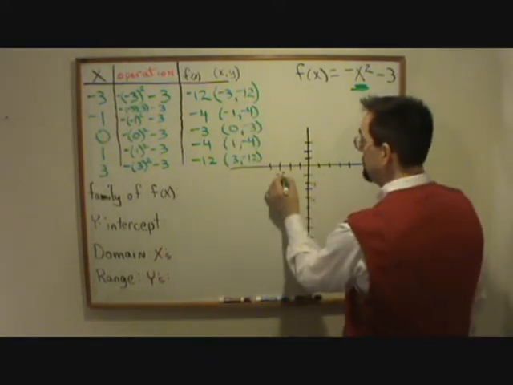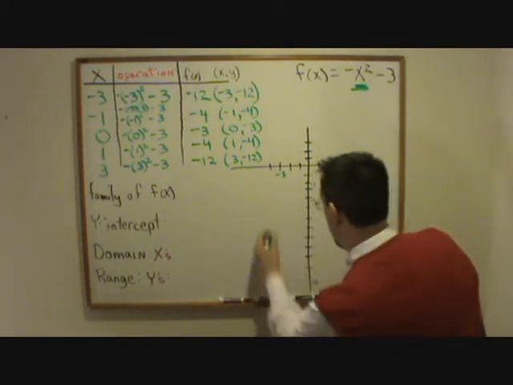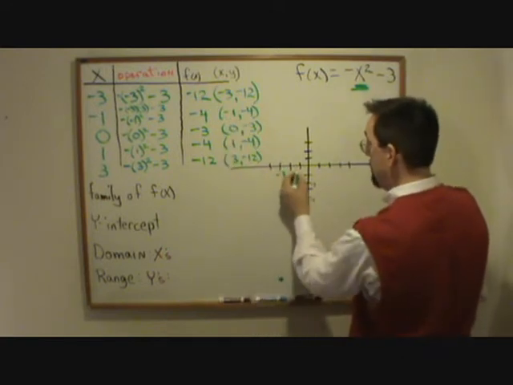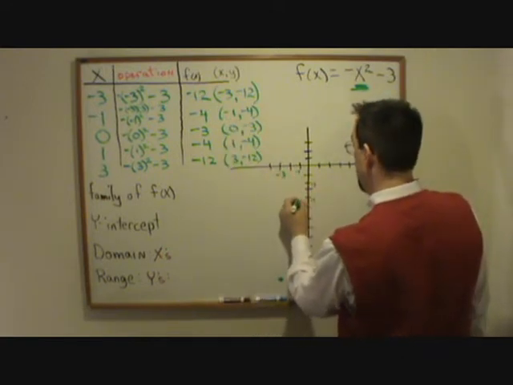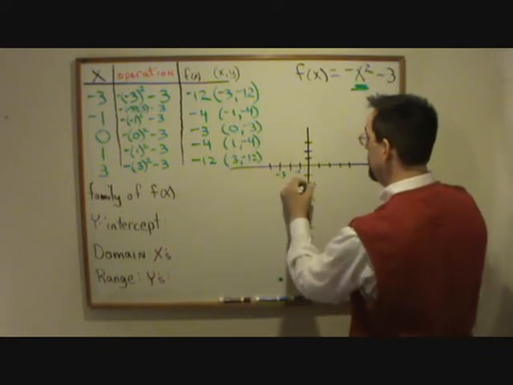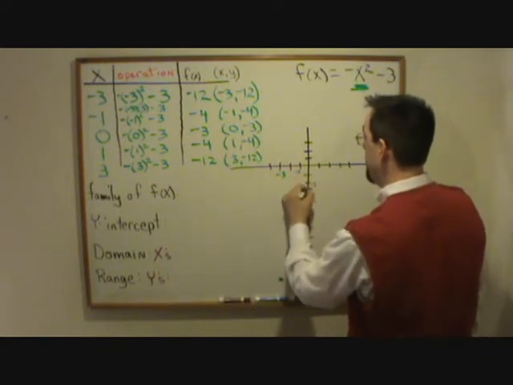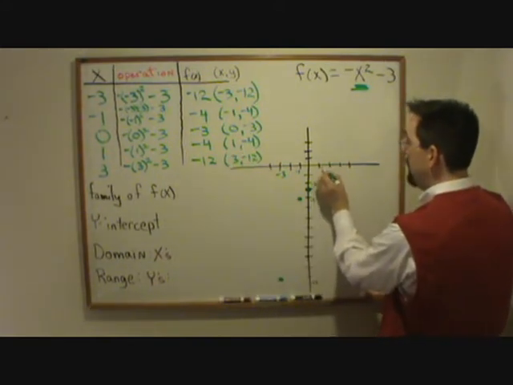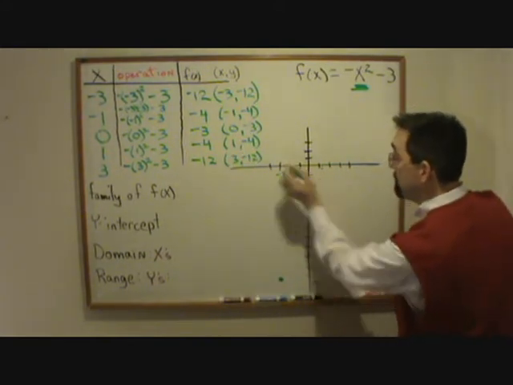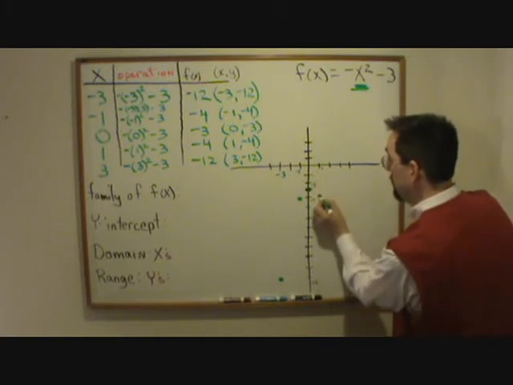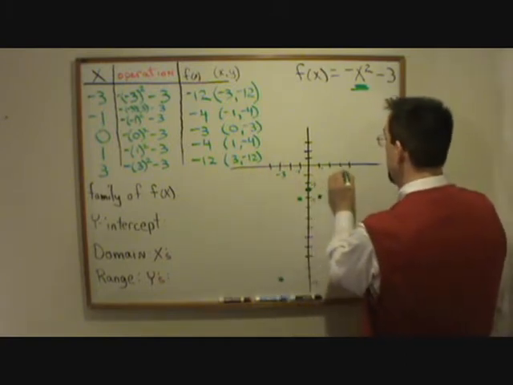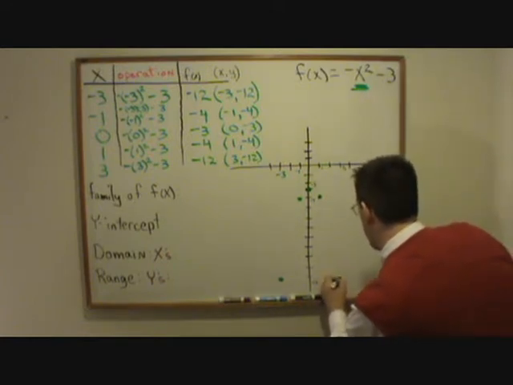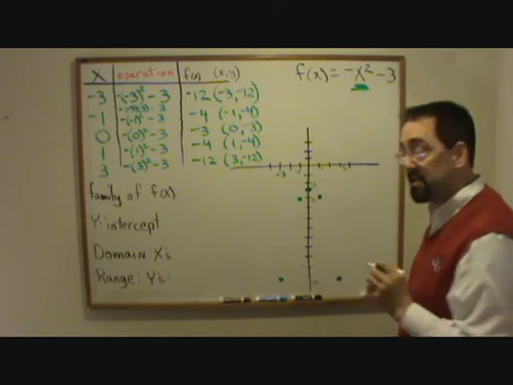So we have a -3, -12. Be about right there. -1, -4, right there. 0, -3. There's our y-intercept. And 1, -4, and 3, -12. Let's connect the dots. Let's see what our shape looks like.